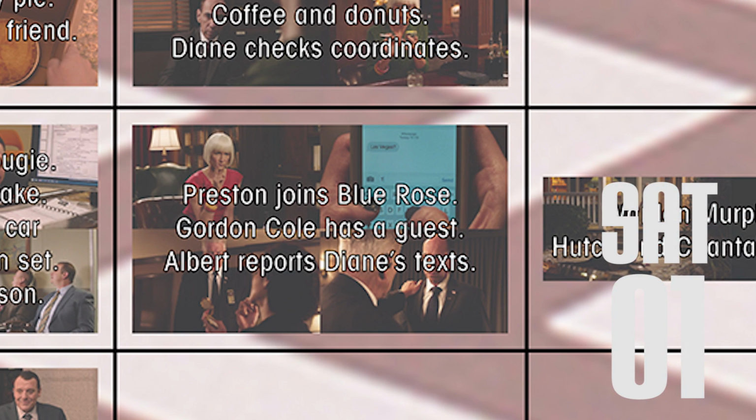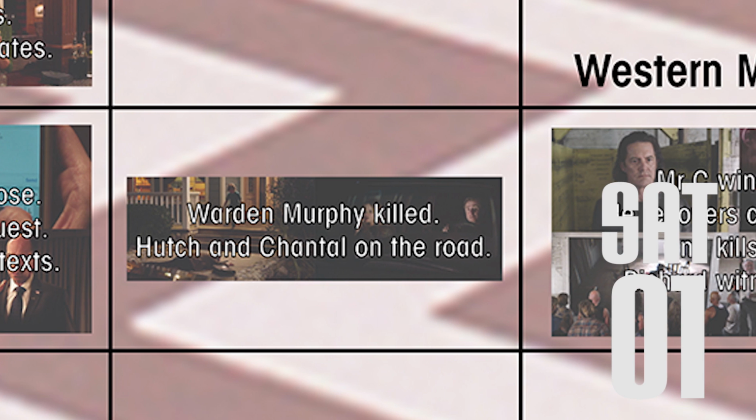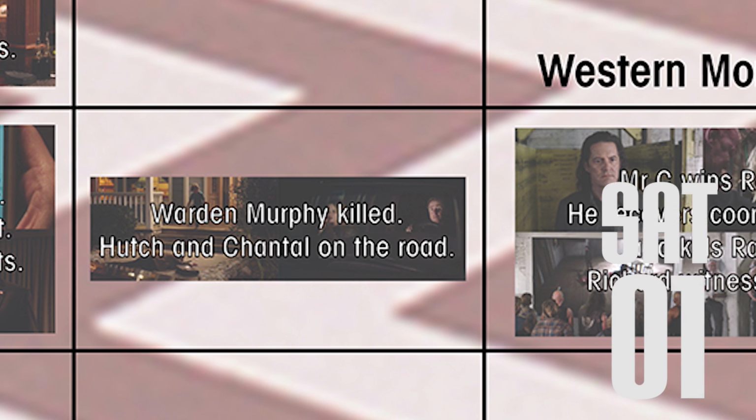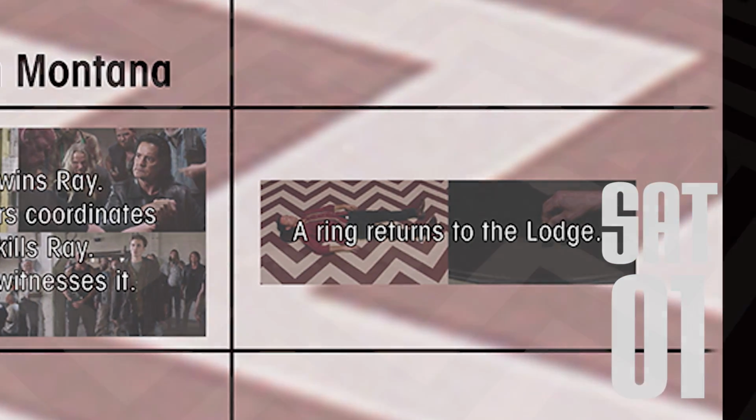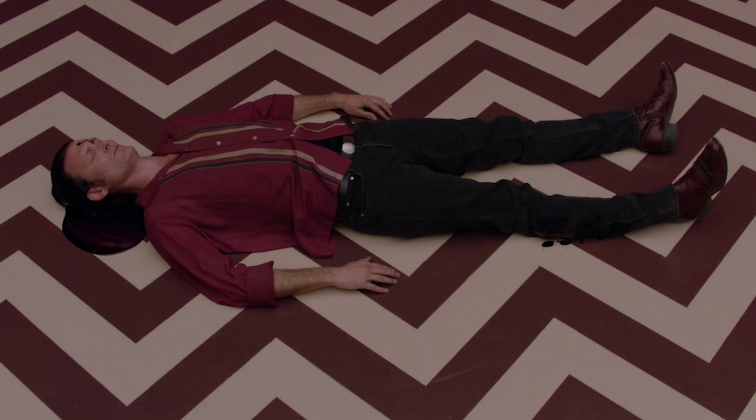This will be the same day when Warden Murphy's killed, and Evil Coop shows up at the farm. While he's there, he kills Ray, and Ray ends up in the waiting room. Also, Richard shows up in Western Montana on that day to see it all go down.